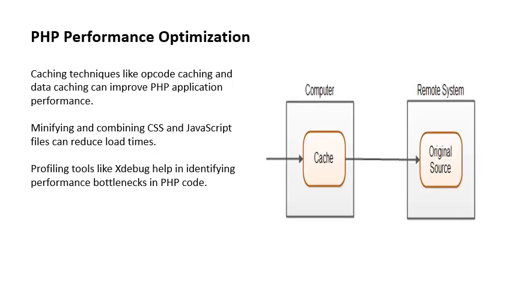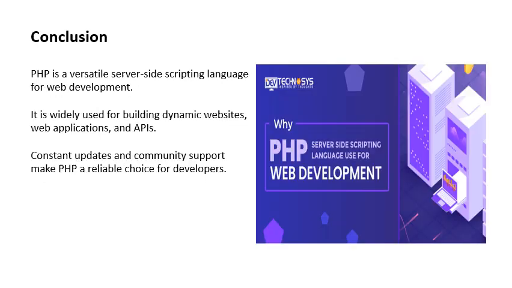PHP performance optimization. Caching techniques like opcode caching and data caching can improve PHP application performance. Minifying and combining CSS and JavaScript files can reduce load times. Profiling tools like Xdebug help in identifying performance bottlenecks in PHP code. And this is about PHP. Let's go on to the conclusion.